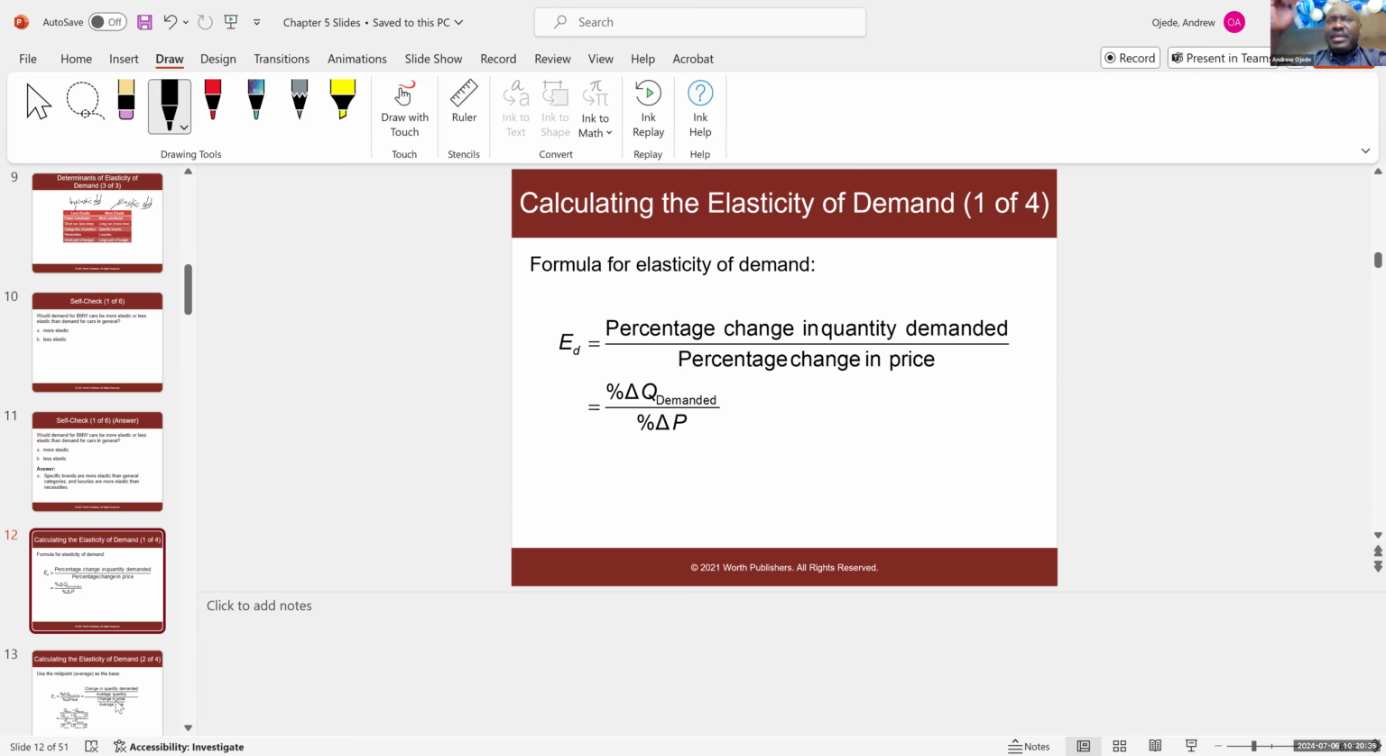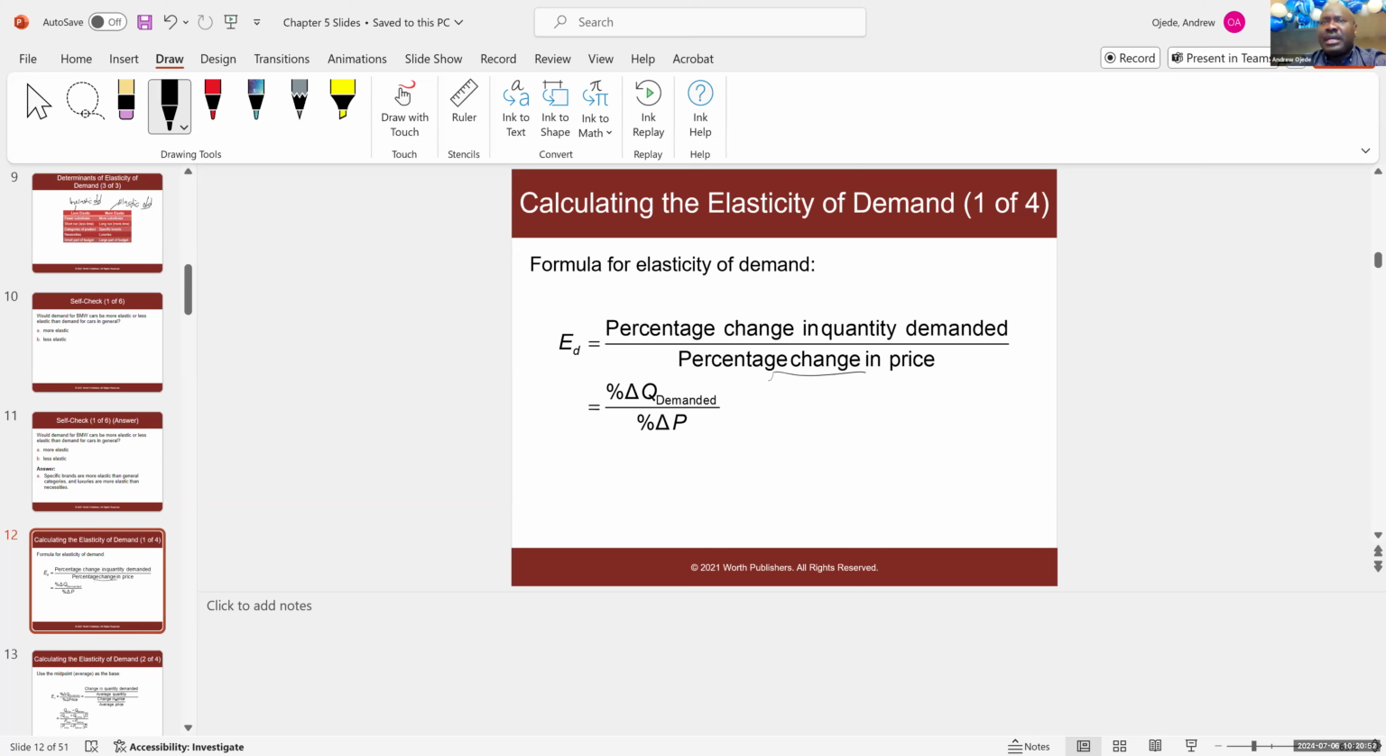So the formula is going to be elasticity of demand equals the percentage change in the quantity demanded, how much in percentage consumers change their quantity demanded, divided by the percentage change in price. This is a very simple formula. You just take percentage change.